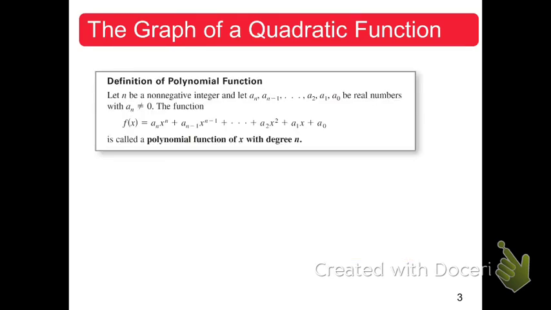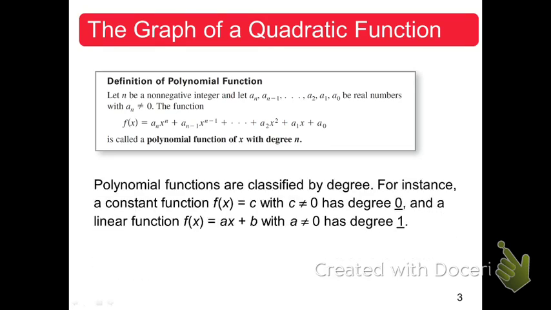So the formal definition of a polynomial function: let n be a non-negative integer, and a sub n through a sub 0 be real numbers. We don't want a sub n to be equal to 0. Then this function f of x, written in this form, a sub n x to the n plus a sub n minus 1 x to the n minus 1 down to a sub 0, is what we call a polynomial function.